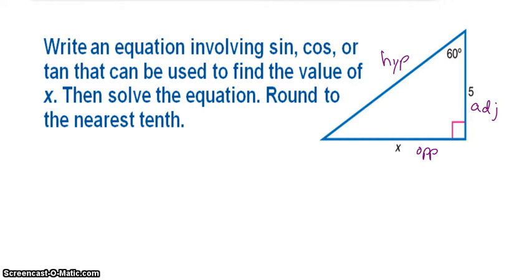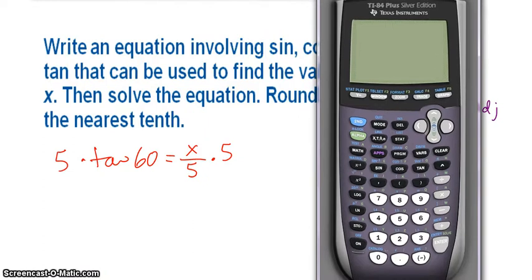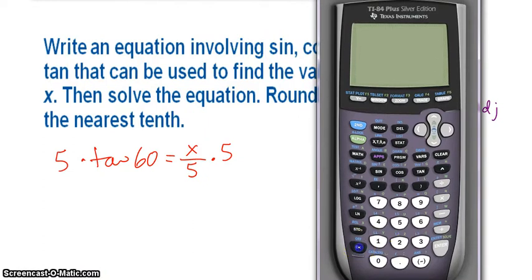The function that deals with opposite and adjacent is tangent. So my tangent of 60 equals my opposite over adjacent. Multiply both sides by 5. And I do recommend that you write it so that the number is out in front of any sort of trig function, just so you don't have to remember to close your parenthesis.